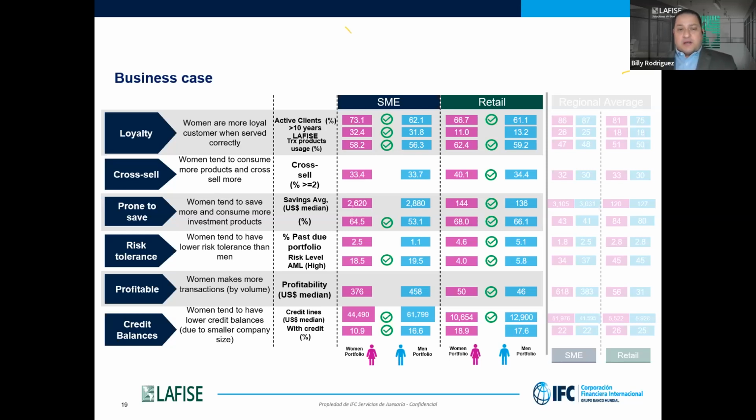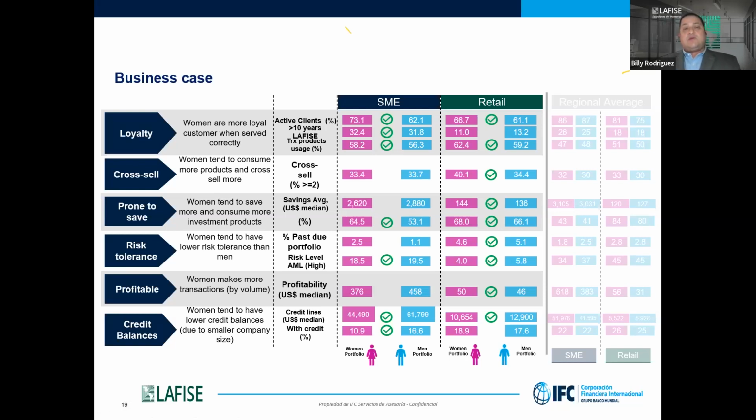In the savings product, women tend to save more and consume more investment products. So they're more aware about the longer term goals, right? And they do want to have a safety net. They do want to have a little bit of savings. And you can tell the numbers right here. They're slightly higher at 64 versus the 53 on our SME market.